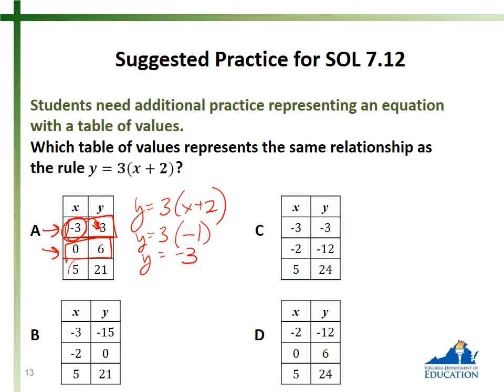So let's try our last one here. If I fill in 5 for x, I have 5 plus 2 gives me 7, and 7 times 3 gives me 21. So I can say that letter A works because all 3, when I fill in x, give me the y value. And if A did not work, I would have to go to B, then C, then D. This one takes a little bit of time, but as long as you're following the rule y equals 3 times the quantity x plus 2, you'll be in great shape to figure this out.